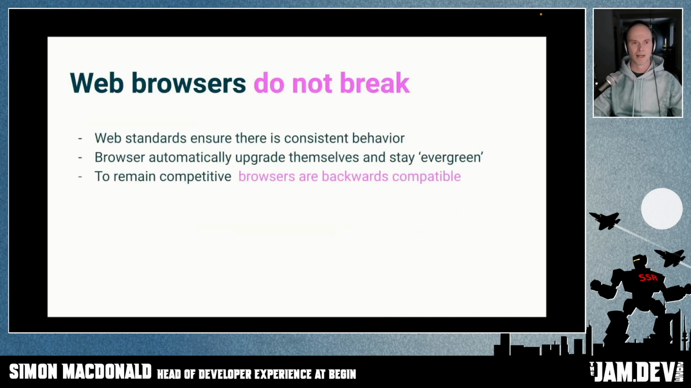When it comes down to it, the web standards that we have evolved to now give you consistent behavior right across a bunch of different browsers, as long as those standards are implemented, which they are in most cases. And the browsers automatically update themselves so that they are evergreen. You never have to worry about them being terribly behind. And in order to remain competitive in the browser marketplace, they have to maintain this backwards compatibility. So you know that these things are going to be working at all times.